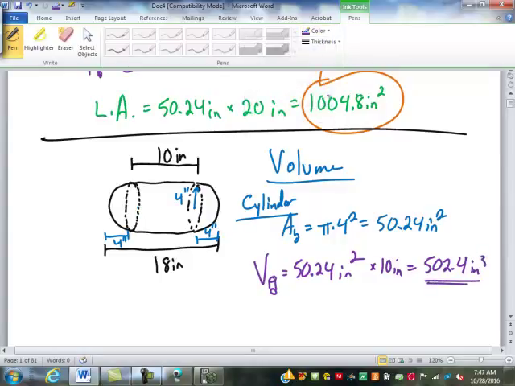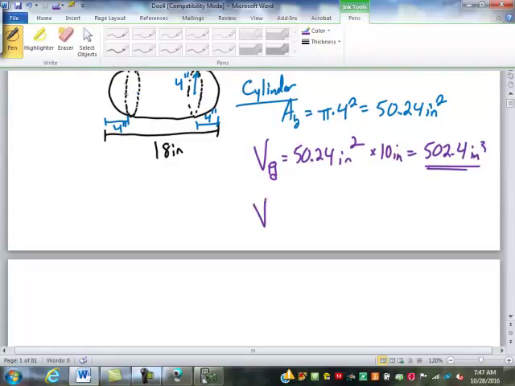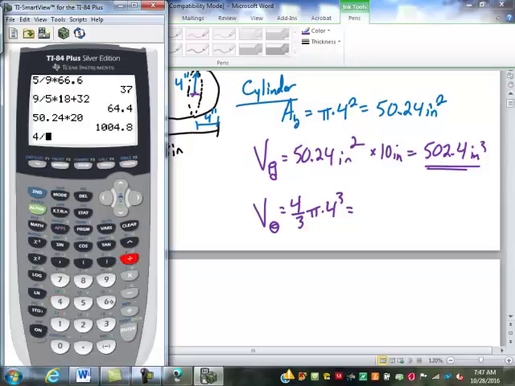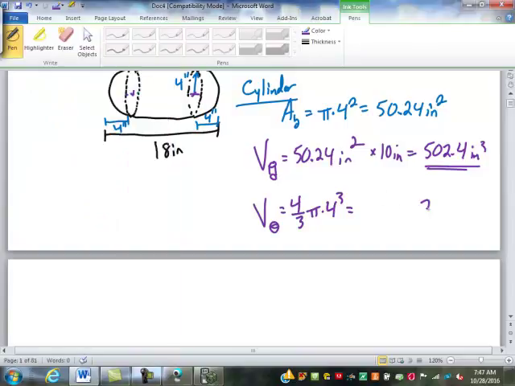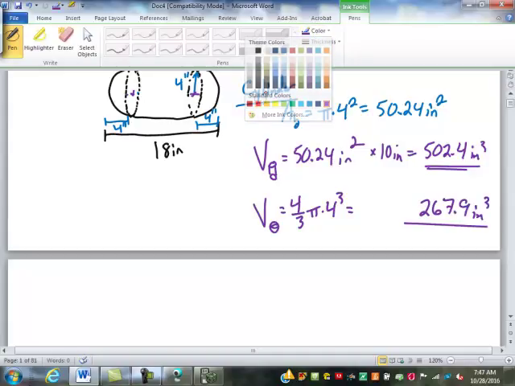For the cylinder, or not cylinder, well, we've got 2 half spheres. We can take those together and make 1 full sphere. So for the volume of that sphere, it is 4/3 times pi times radius cubed. So on the calculator, you will type in 4 divided by 3 times, I'm going to use 3.14 for pi, times my radius of 4 to the power of 3 equals 267.9 inches cubed. I add those up.